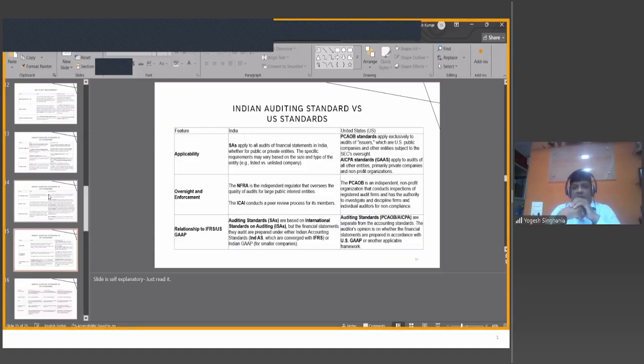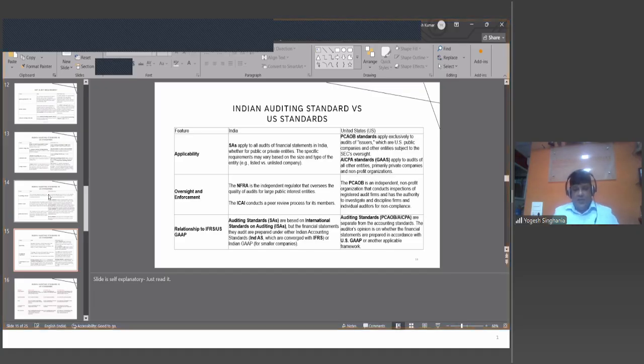Applicability: now, SAs are mostly applicable on all kinds of audits, not just the company audit, but also non-company audits. PCAOB auditing standards are applicable only to public companies. AICPA standards are applicable to non-public companies as well as other entities. NFRA and ICAI are the oversight and enforcement bodies for India, whereas PCAOB is for public companies and AICPA is for private companies.